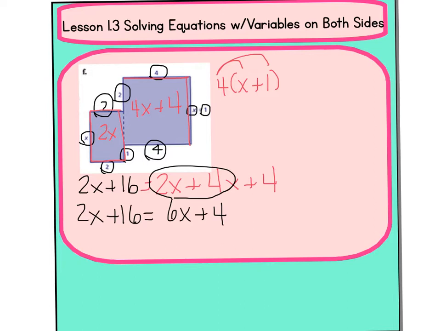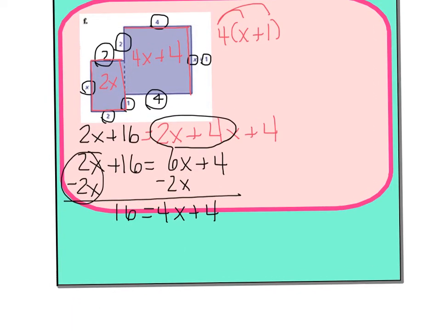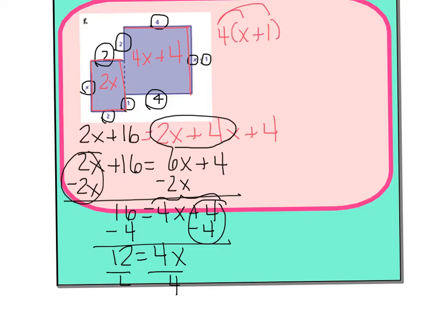Again, I'm going to get all my x's together by subtracting 2 x's from both sides. That leaves us with 16 equaling 4x plus 4. To get these x's by themselves, I'm first going to subtract 4 from both sides. I'm going to get 12 equals 4x. The x is still not alone. It's connected by multiplication, so I'm going to divide. And in this case, x equals 3.